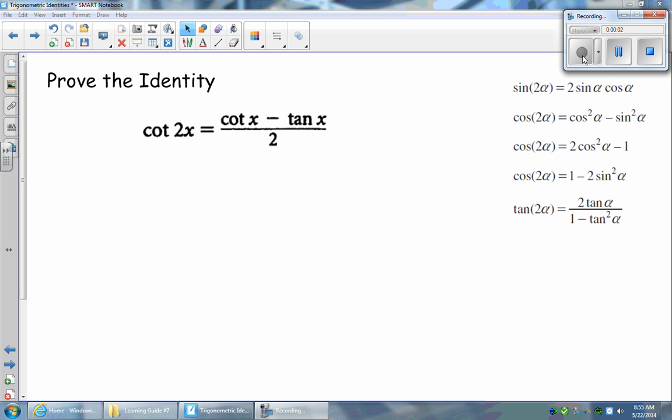All right, in this podcast, I want to go ahead and prove another identity, where we might have to use one of the double angle identities that I have shown on the right here. So given this identity, I want to prove that the left-hand side is equal to the right-hand side.